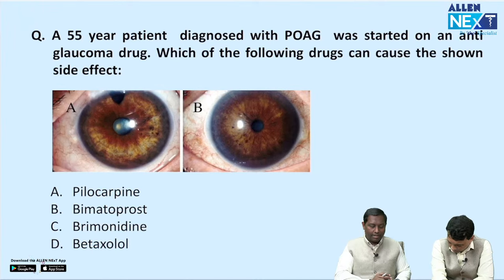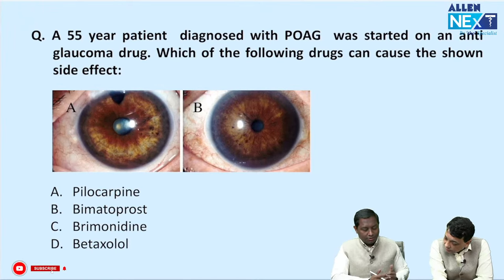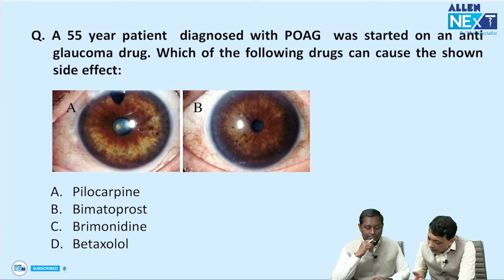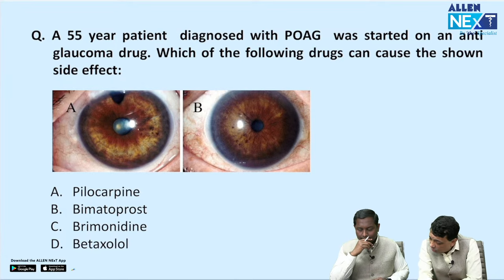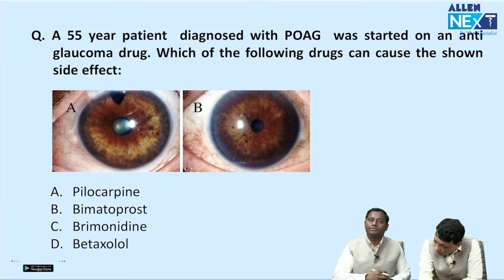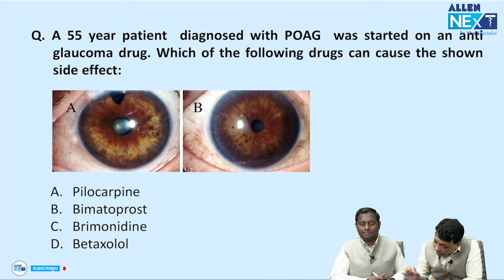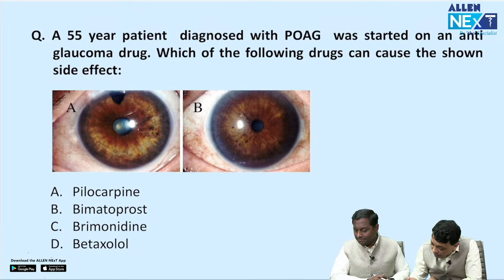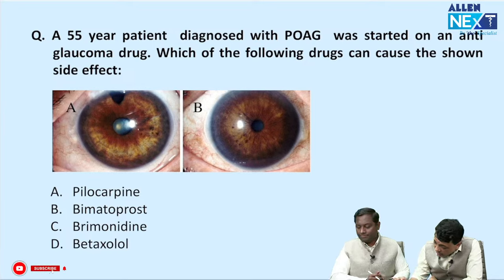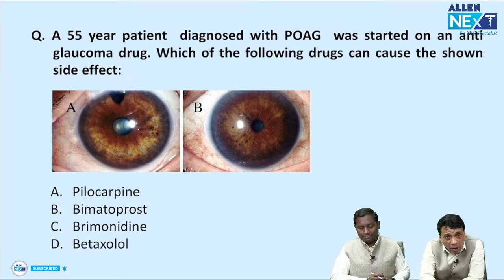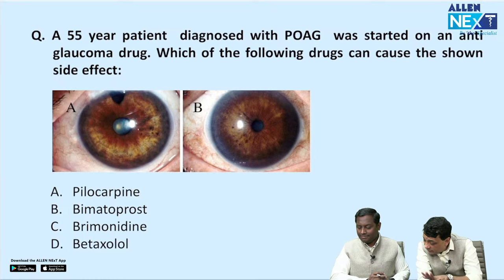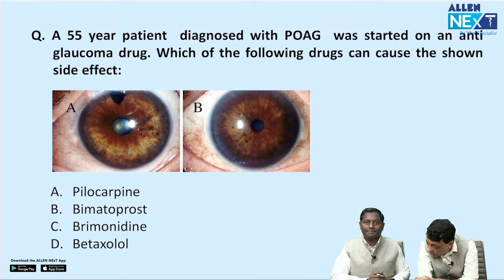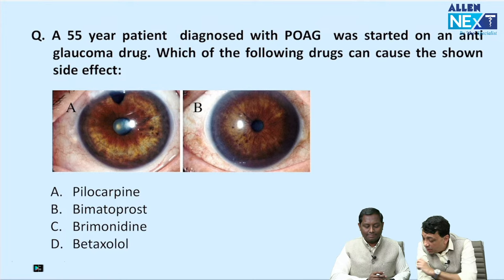Okay, so sir, there is the next question, over to you. This is a 55-year-old patient diagnosed with primary open-angle glaucoma and was started on an anti-glaucoma drug. Which of the following drugs can cause the shown side effect? Now here we look at the picture, because it is primarily a pictorial question. In the first picture A, you have a lightly pigmented iris, and the same iris after a certain drug has been given has turned dark brown. This dark brown is the side effect which we have to ask about. So which of these drugs can cause this hyperpigmentation of the iris?